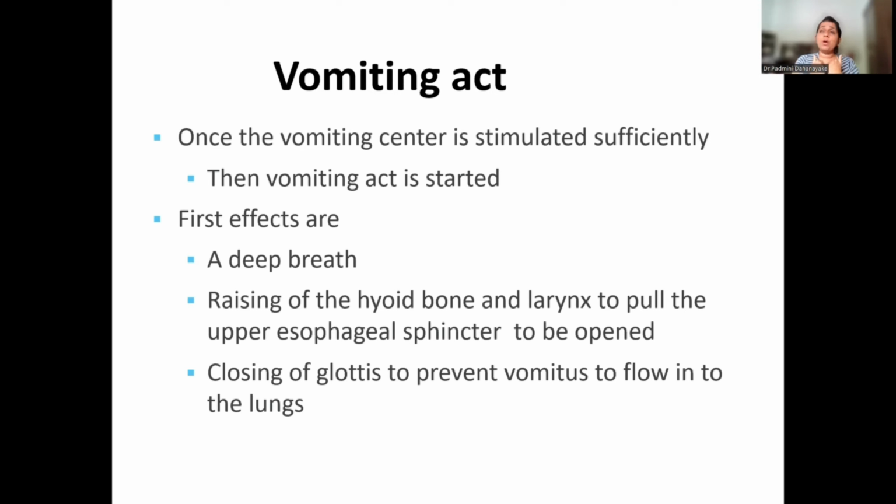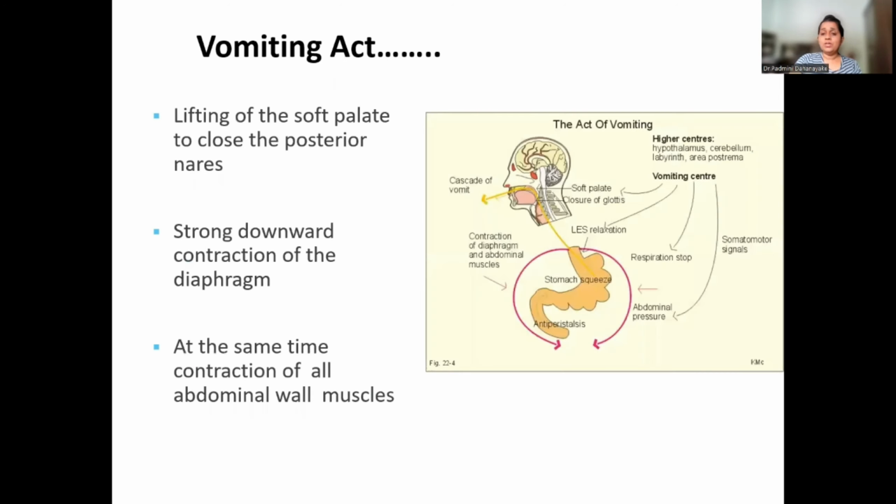Why? You have to prevent the vomitus entering into your laryngeal area. That means your trachea, your bronchial tubes, and also your lungs. Therefore, you have to close your glottis. So you have raised your hyoid bone and the larynx, and you are closing the pathway which will enter the lungs. And then you have to lift the soft palate to close the posterior nares. With that, you can understand there is a similarity with the mechanisms which usually occur in the swallowing process. Is it clear? Okay.